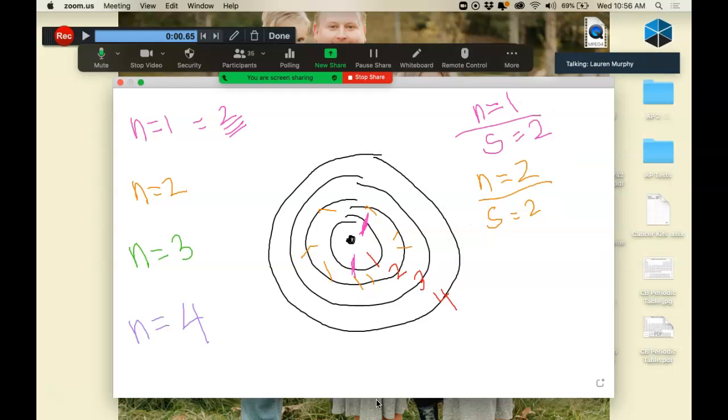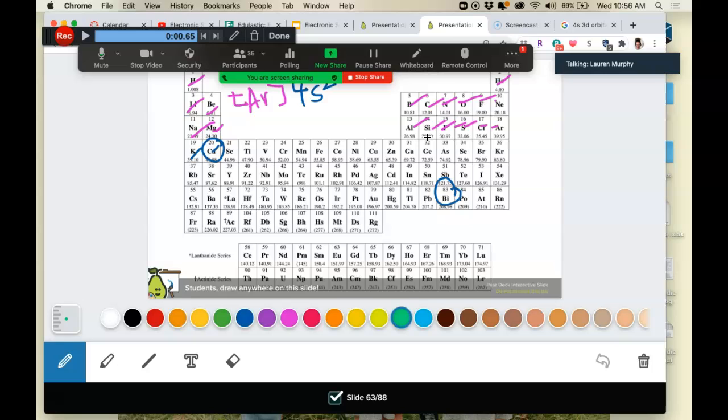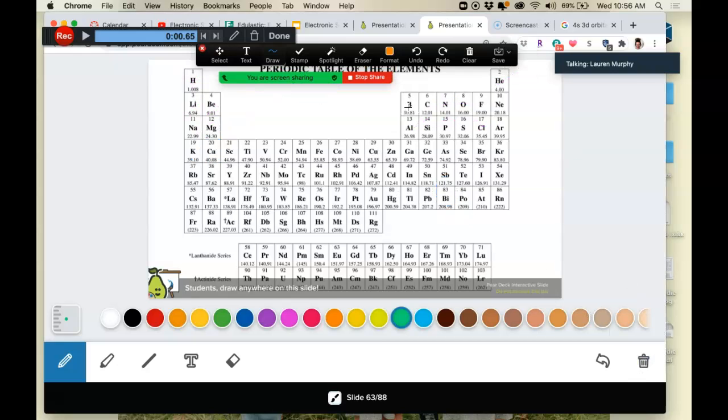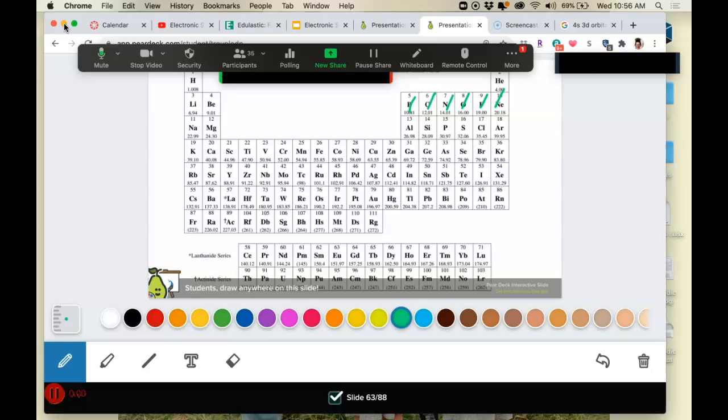The p orbitals. So if we go back to our periodic table, you've got your p orbitals, right? This is p, 1, 2, 3, 4, 5, 6. That's how many electrons the p orbitals can hold. And you go, oh, so there are p orbitals.